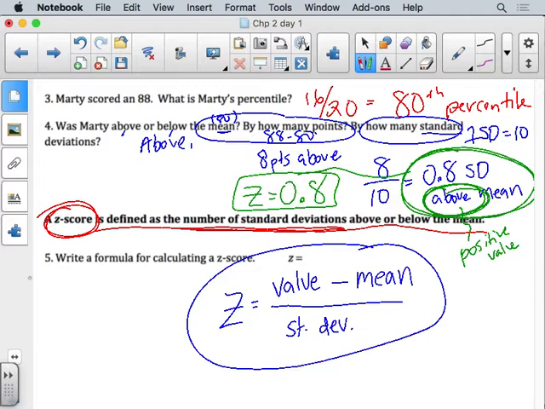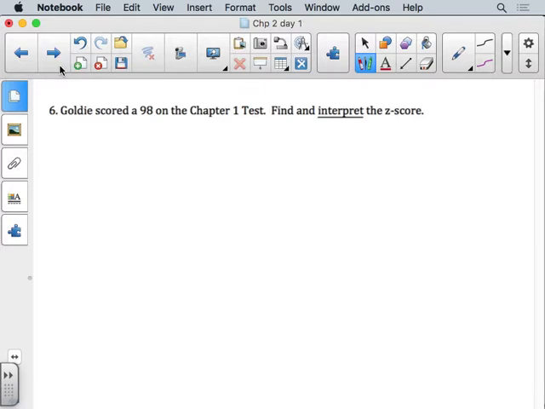And you're asking yourself, how many standard deviations are you above or below the mean? So that's what a z-score is. How many standard deviations above or below the mean are you? Okay, so let's do an example before we move on. I might even do one more on top of it.